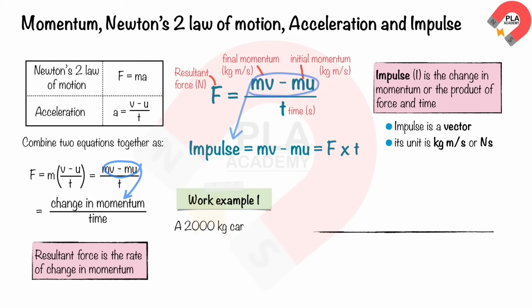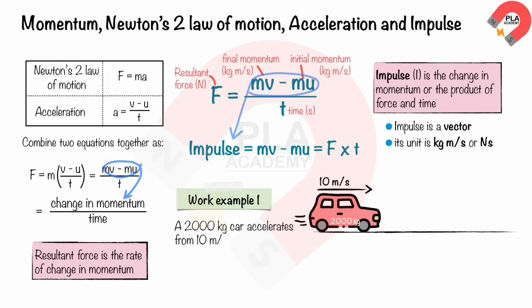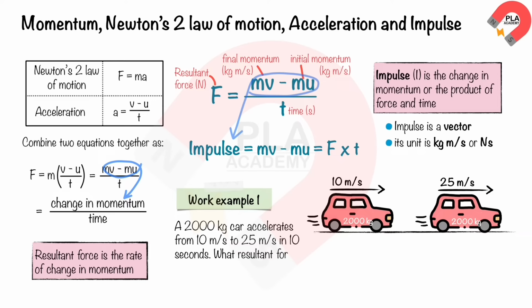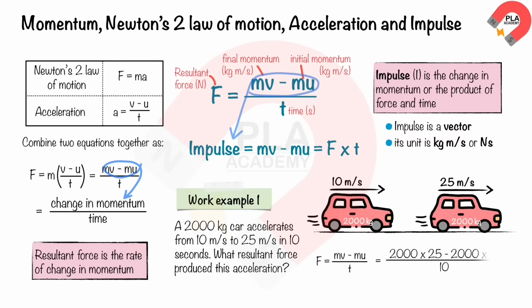Worked example 1. A 2000 kilogram car accelerates from 10 meters per second to 25 meters per second in 10 seconds. What resultant force produced this acceleration? We substitute m = 2000 kilograms, v = 25 meters per second, u = 10 meters per second, and t = 10 seconds. So, the resultant force is 3000 newtons.